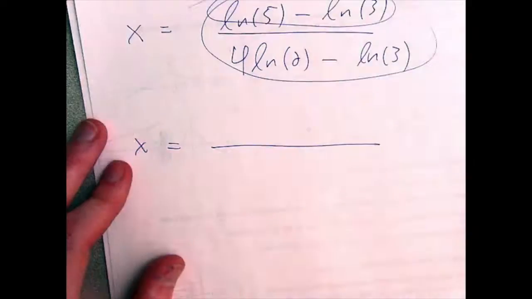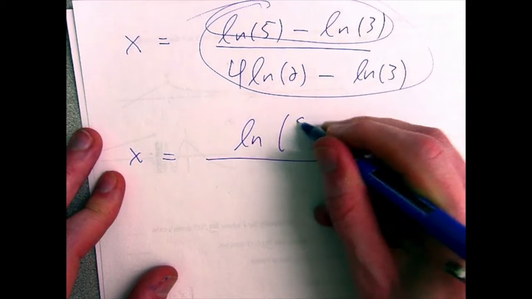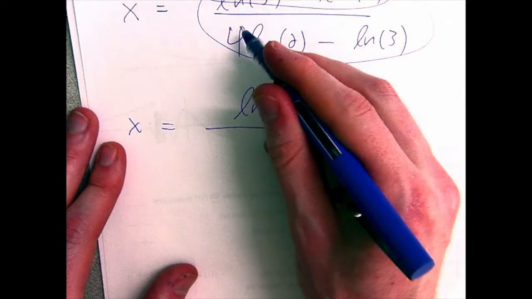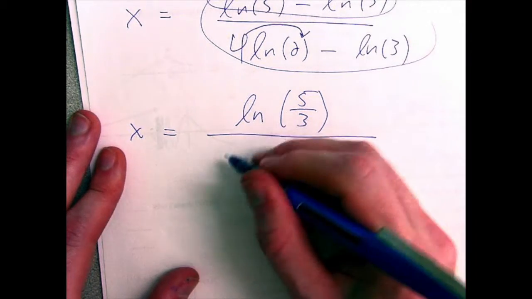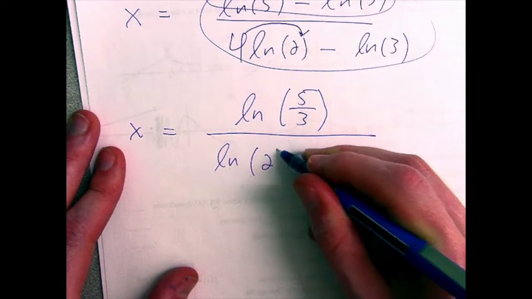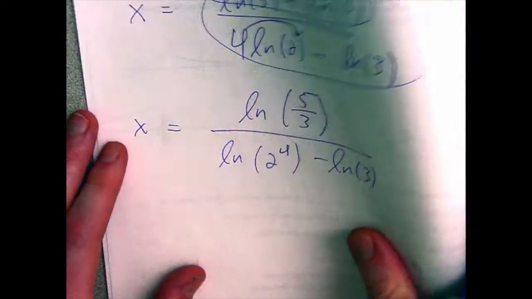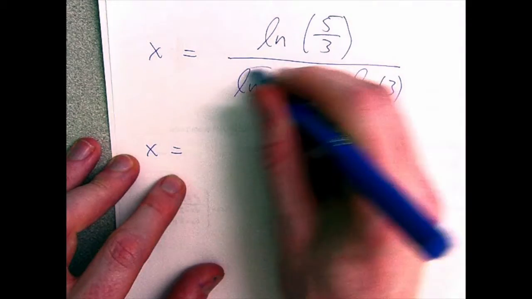Beginning with the numerator, you have natural log of 5 minus natural log of 3. That can be rewritten as natural log of 5 over 3. Down at the bottom, I'm going to have to put the 2 on the inside before I combine these two logs. That's going to be natural log of 2 to the 4th minus natural log of 3. Then I want to combine these two.